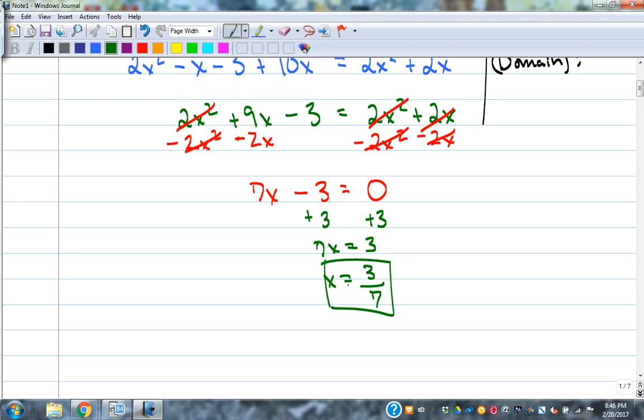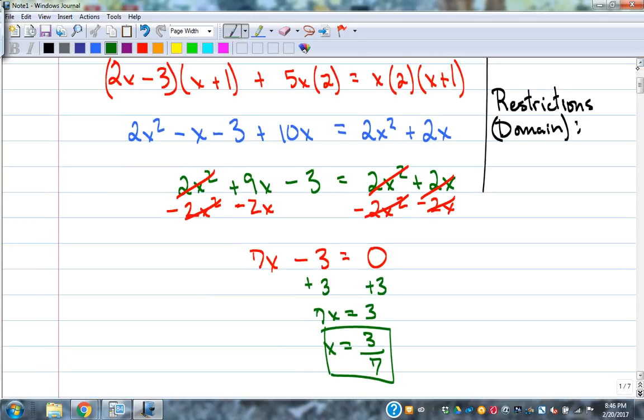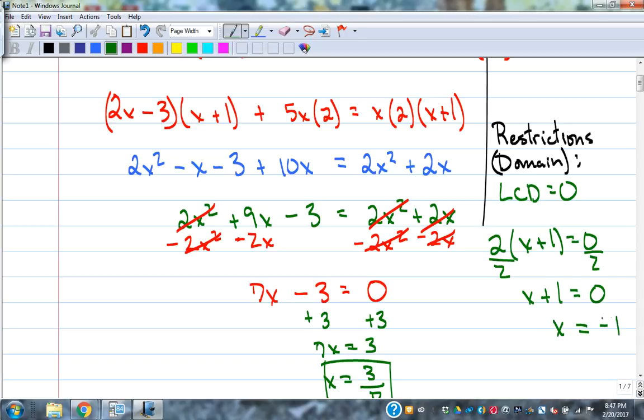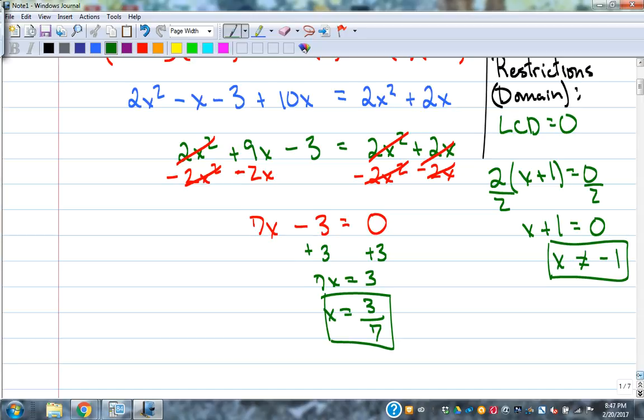Now, we hadn't done anything with this restriction stuff over here. The restrictions come from setting your least common denominator equal to 0. So we'll divide by 2. x plus 1 equals 0. x can't be negative 1. That's our restriction. Where that comes into play is when you check your answers. x equals 3/7 doesn't match the restriction, so that's okay. If it did match the restriction, we'd have to throw it away.